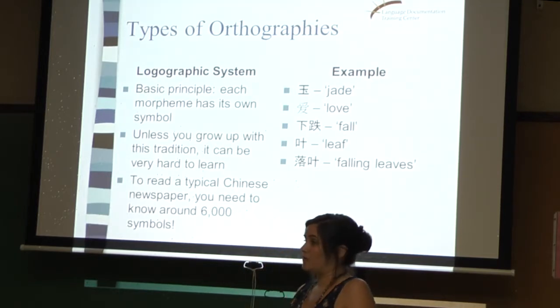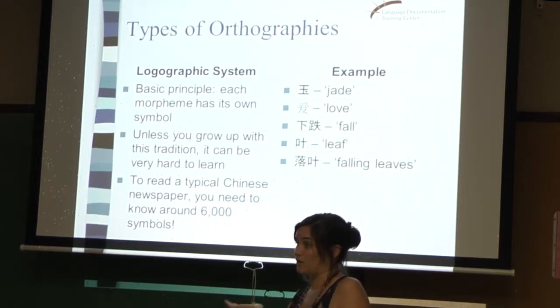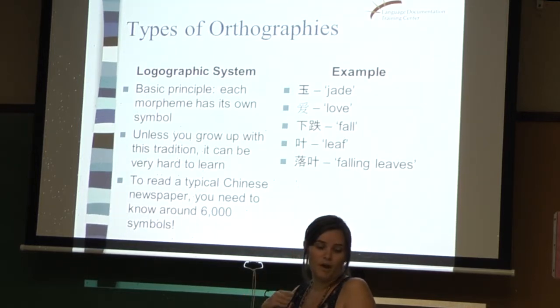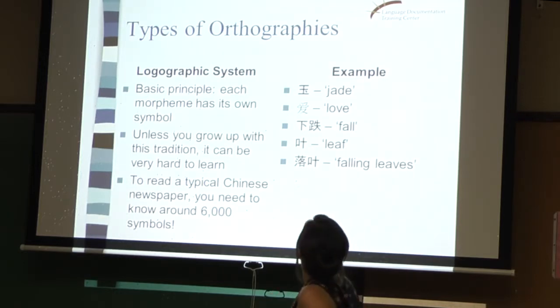All right. So let's look at a couple of types of orthographies. Once we get our sound system figured out, we'll have to decide which one you want to use if you haven't already got one. I'm going to list three of them and talk about the basic principles underlying each one. The hardest one, probably, is a logographic system.